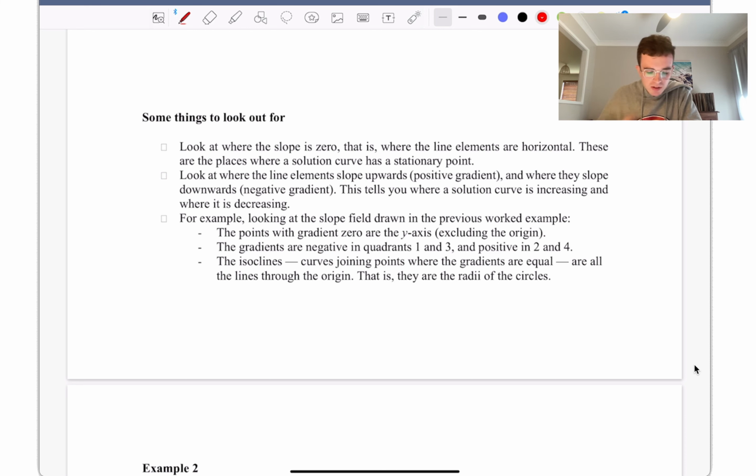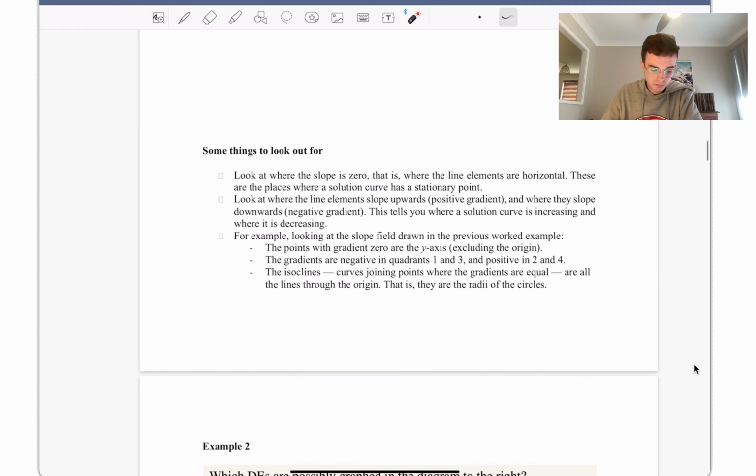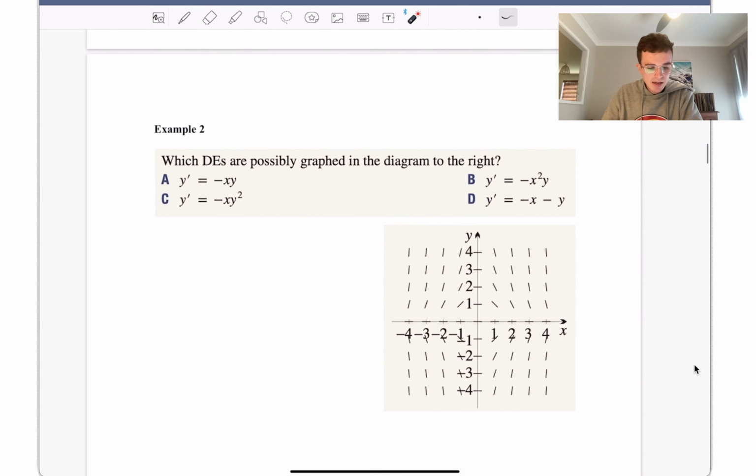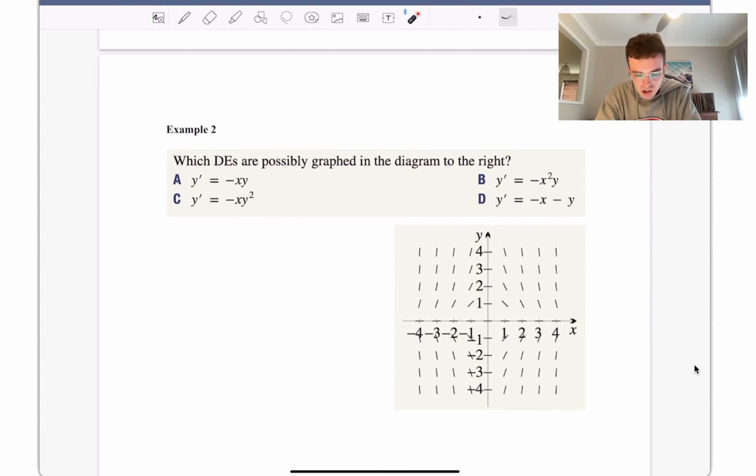So for example, looking at the slope direction field drawn in the previous example, the points where the gradient was 0 were on the y-axis, the gradients are negative in quadrants 1 and 3 and positive in 2 and 4, and the isoclines, curves joining points where the gradients are equal, are all lines through the origin. That is, they are radii of equal circles. Example number 2: which differential equations are possibly graphed in the diagram to the right? And this is where most of the HSC questions, or the easier ones, will be.